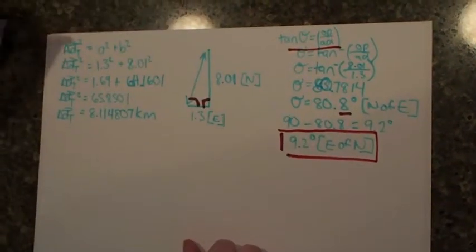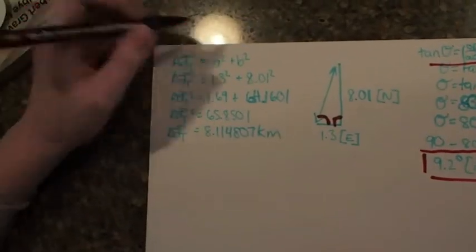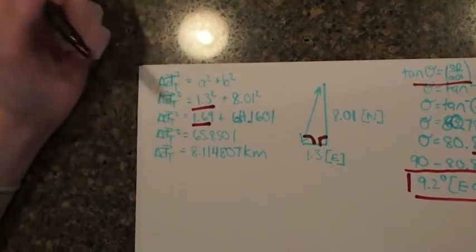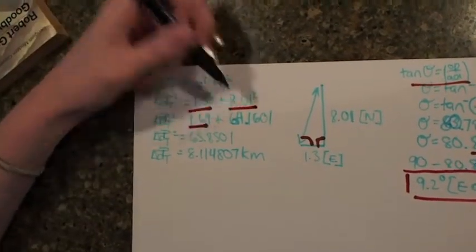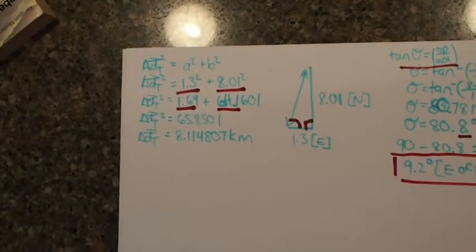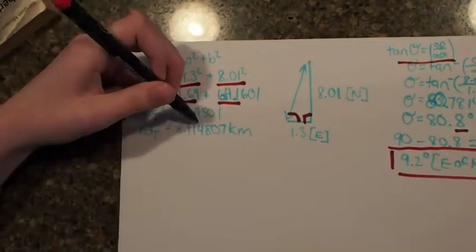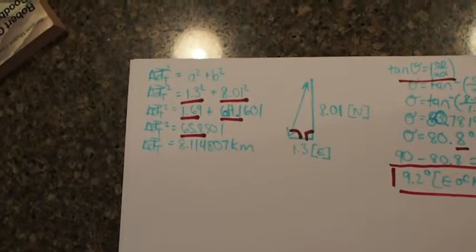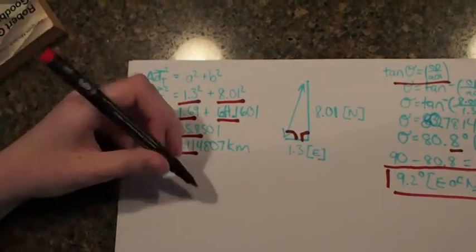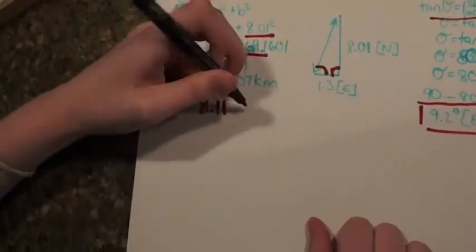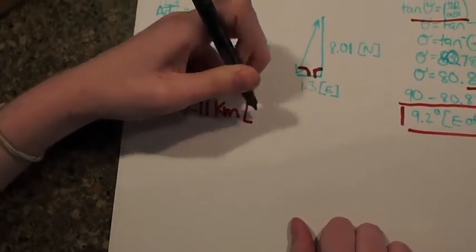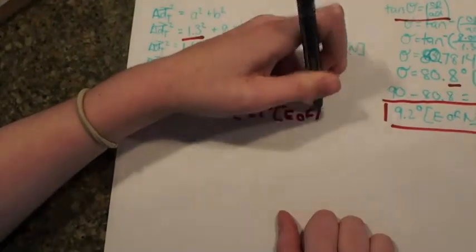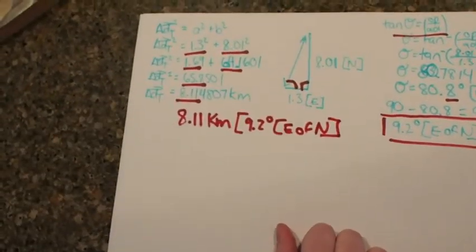Now we come back over here and we have to figure out the significant digits. Since we're multiplying and there's 2 significant digits there, that means there's 2 significant digits here. And for this one there's 3, so we have 3 here. Now we have to keep the tenths column because we're adding. So we have that amount of significant digits. And again, multiplying, we need 3 significant digits. So overall, we have 8.11 kilometers, 9.2 degrees east of north. And that is our final answer.